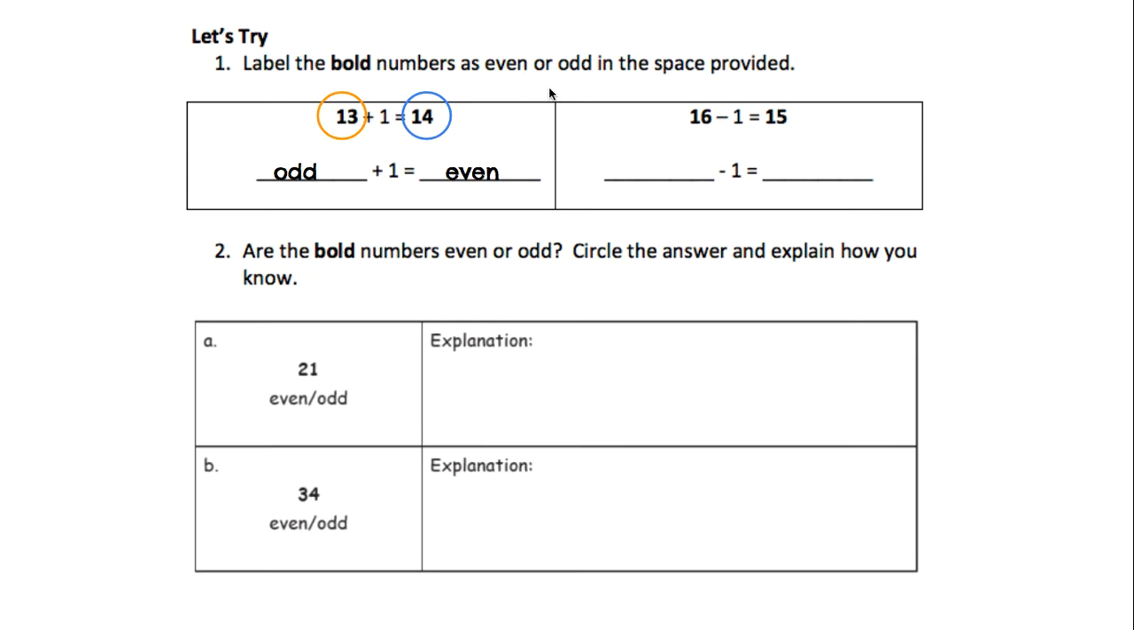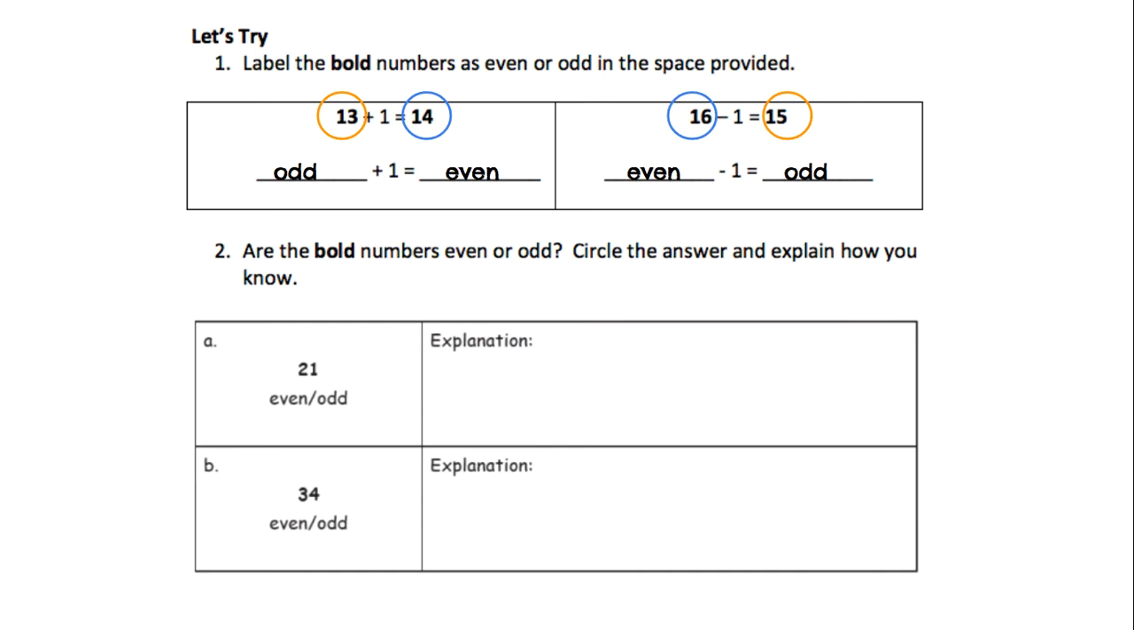Moving right along, 16. Look at that ones place. Number 6 in the ones place means that it is an even number. An even number minus 1 will always give you, that's right, an odd number. 15 is odd. We can simply tell by looking in the ones place. Number 2, are the bold numbers even or odd? Circle the answer and explain how you know.